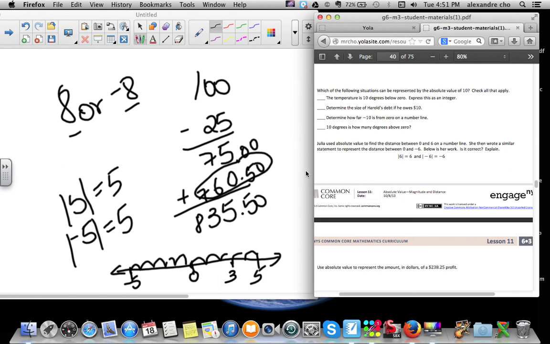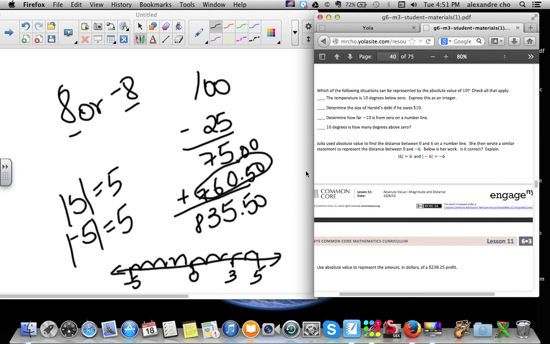Julia used absolute value to find the distance between 0 and 6 on the number line. She wrote a similar statement to represent the distance between 0 and negative 6. Below is her work. Is it correct? Explain. The absolute value of 6 equals 6, and the absolute value of negative 6 equals negative 6. The first part is correct. The absolute value of 6 is 6 because positive 6 is 6 units from 0. If you had to walk back from 6 to 0, you would take 6 steps.